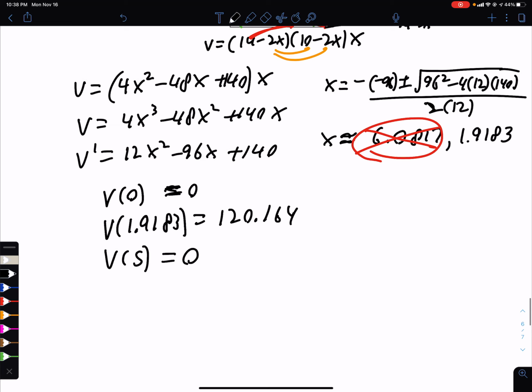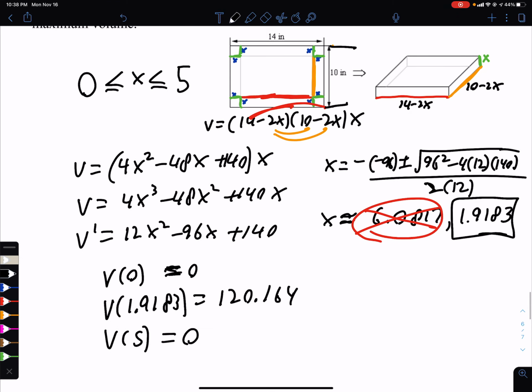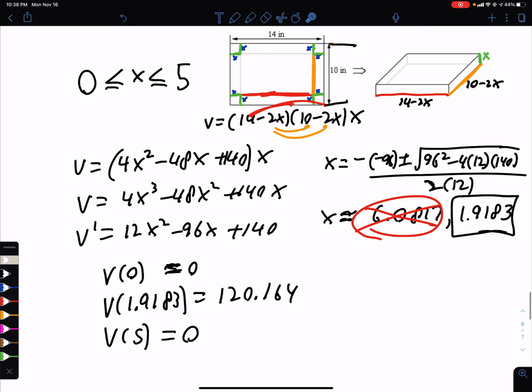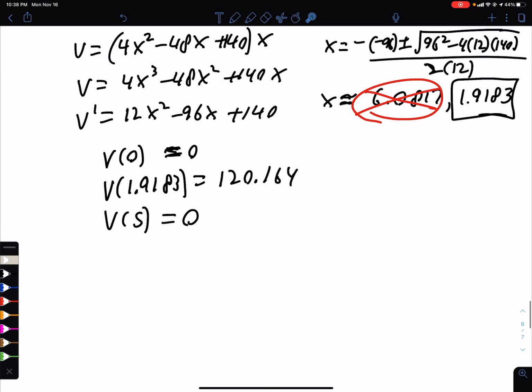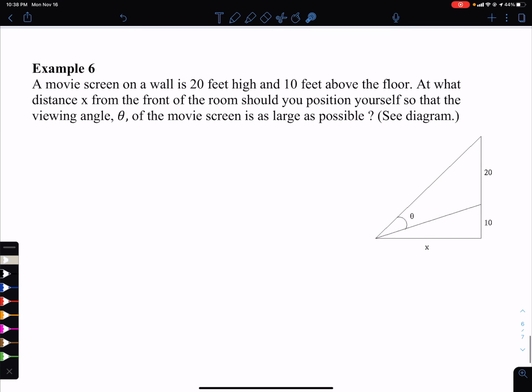Well, now you know this is the value of x. So I'm not going to calculate these for you, but if you make this x both 1.9183, actually even easier, just plug this value in for this x, that gives you the length. Put this value in for that x, that gives you the width, and then the height is going to be 1.9183. So that's the end of that. I have one more example.